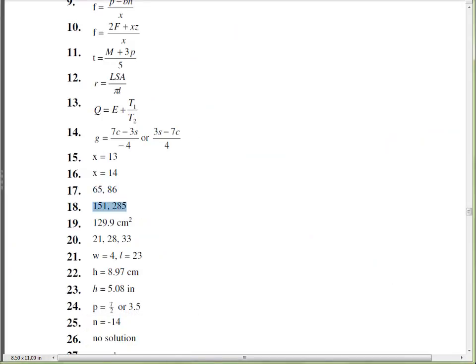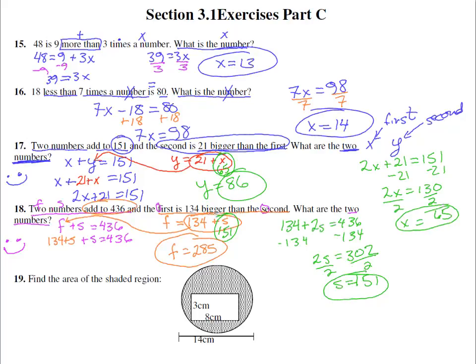Let's look at the answers here: 151 and 285. Number 19, find the area of the shaded region. Ooh, this is kind of tough. The shaded region looks like it's inside of a circle, except they cut out this area right here, that rectangle. Well, we do know how to find the area of a circle. The formula, we can look it up again, is pi r squared. Can we find the radius of the circle? Well, we've got here that the diameter of the circle is 14, so the radius must be 7.